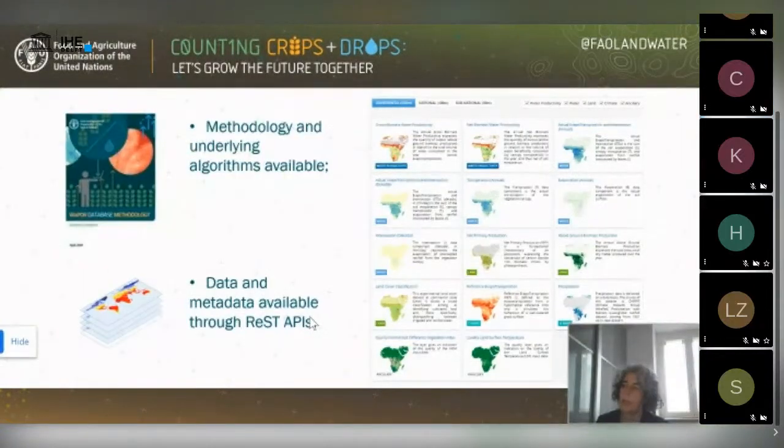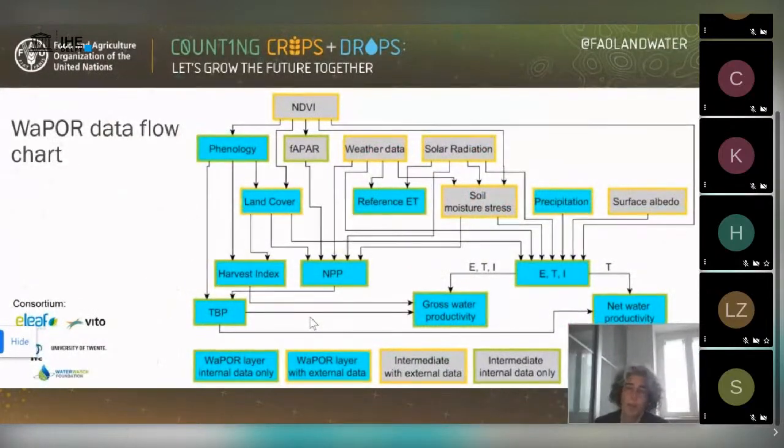We publish the data in different ways. First of all, let me say that all the methodology and algorithms are available on the website. The data and metadata are available either on the portal that I showed you, but also through APIs, and that's of course very important for hackers like you. And I will just mention a couple of key points from the methodology.